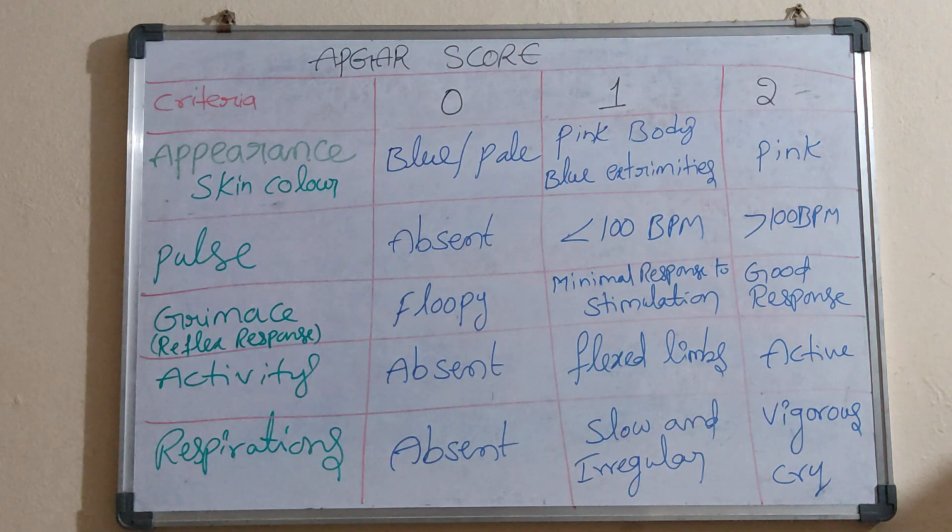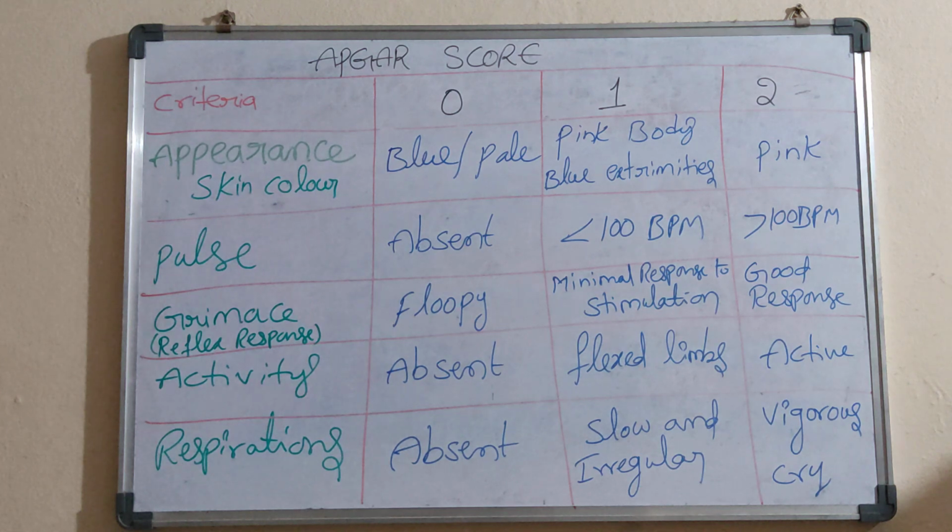For the first criterion we give 2 because the body is pink. Otherwise, if the body is pink with blue extremities, we give 1. But this baby has a pinkish body, that's why you can give 2. Coming to the second criterion, pulse rate: the baby's pulse rate is less than 100 beats per minute, so you can give score 1 under this column. And the third criterion you need to check is grimace, meaning reflex response. Here you already know we have so many reflexes.